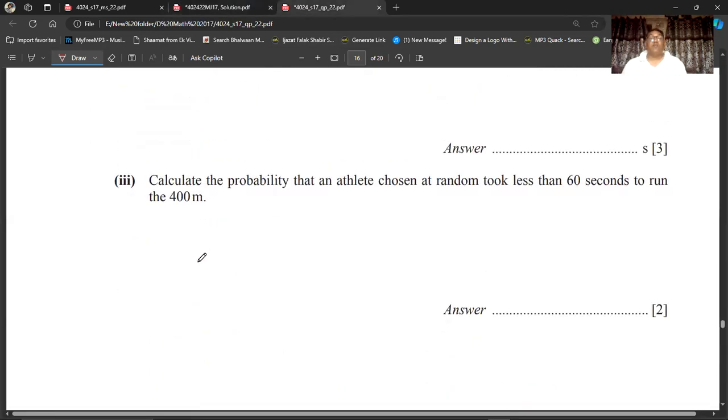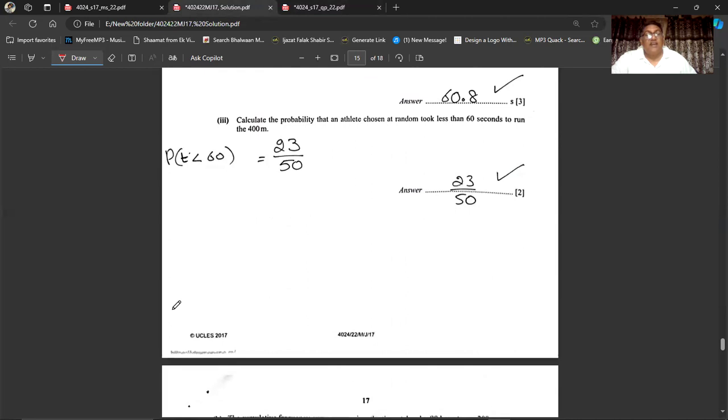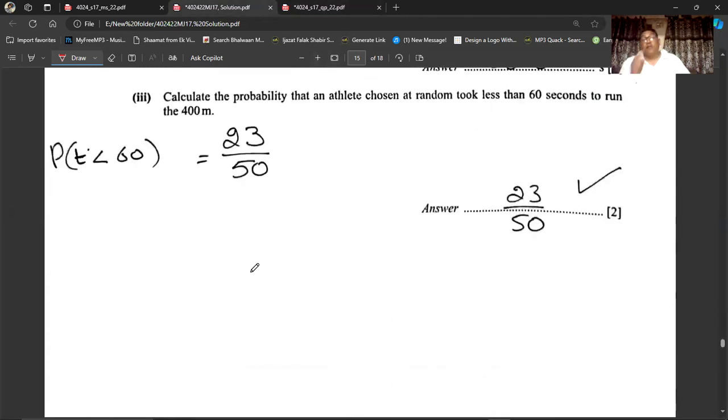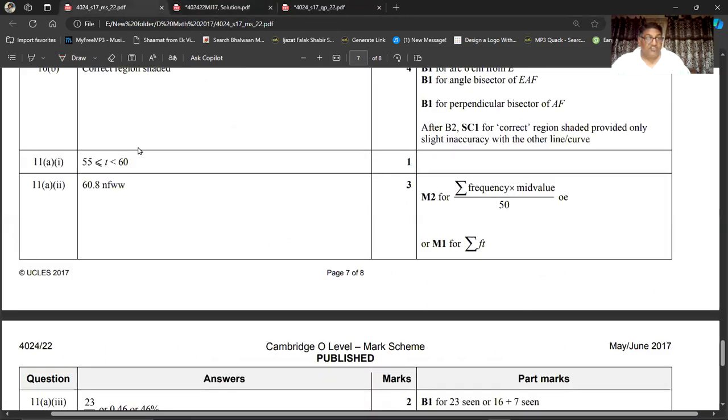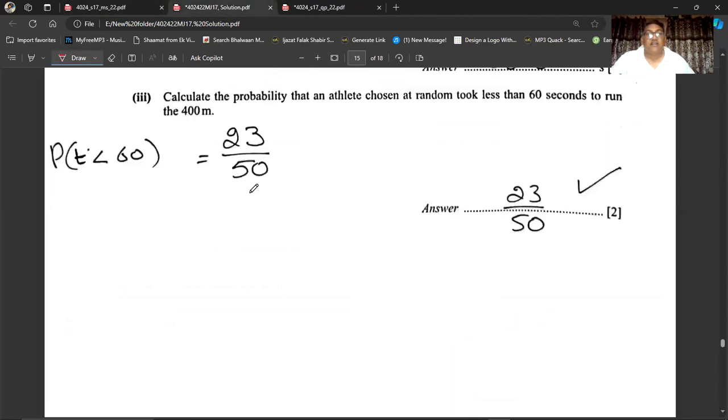Then he says calculate the probability that an athlete chosen at random took less than 60 seconds to run that 400-meter race. So the people who took less than 60 are these two. So that is 16 plus 7, that is 23. And the total athletes are 50. So the probability that the time taken will be less than 60 will be equal to 23 divided by 50. So 23 by 50 is the answer, sir. 23 by 50 is the right answer, sir. You can look at here.